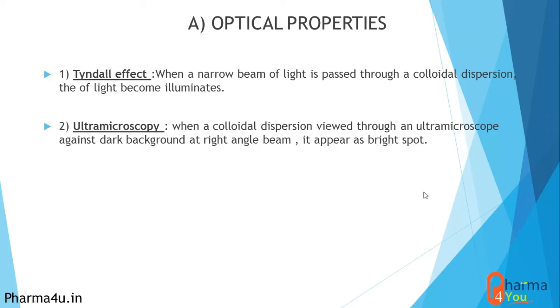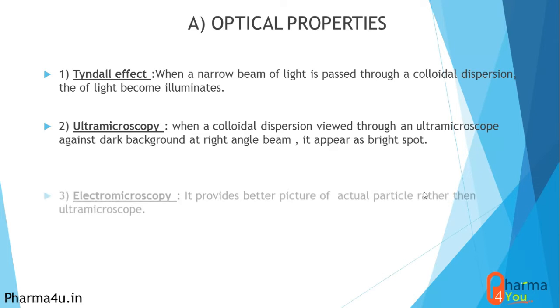In ultra microscopy, when a colloidal dispersion is viewed through an ultra microscope against a dark background at a right angle beam, it appears as a bright spot. This is due to the Tyndall effect. We can measure the diameter of that bright spot, which is a colloidal particle. So with the help of the Tyndall effect and ultra microscopy, we can determine the particle shape and particle size.